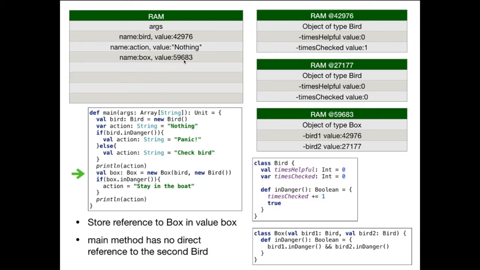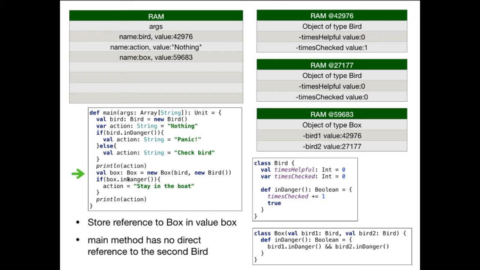Then we create that variable box on the stack and give it the reference to the box that we just created. Yes? So if you needed to change something with the second bird that you made without any direct reference, could you do that? There's no way to actually access it. Yes. So after this line, if we want to make a change to bird 2, how would we do that?